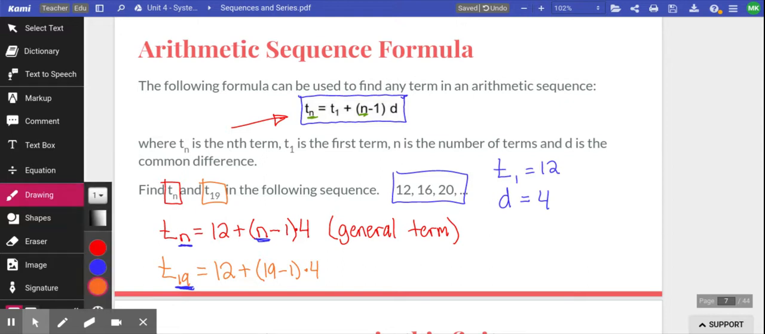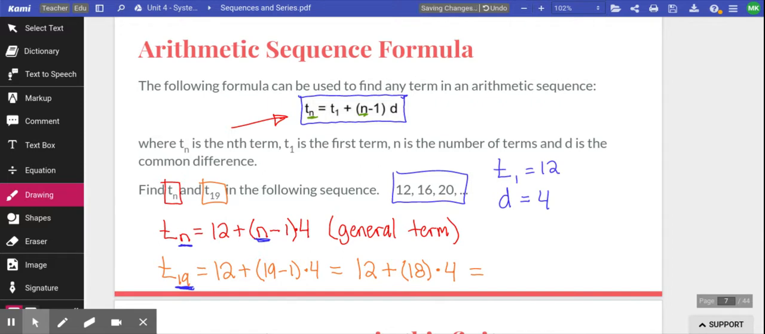You could try throwing that whole thing in your calculator. I prefer to break it down. So this would be 12 plus 19 minus 1 is 18, and then times 4. That you can put in your calculator. So if you want to do 18 times 4, and then add 12, that tells you the answer is 84. So T of 19 equals 84.